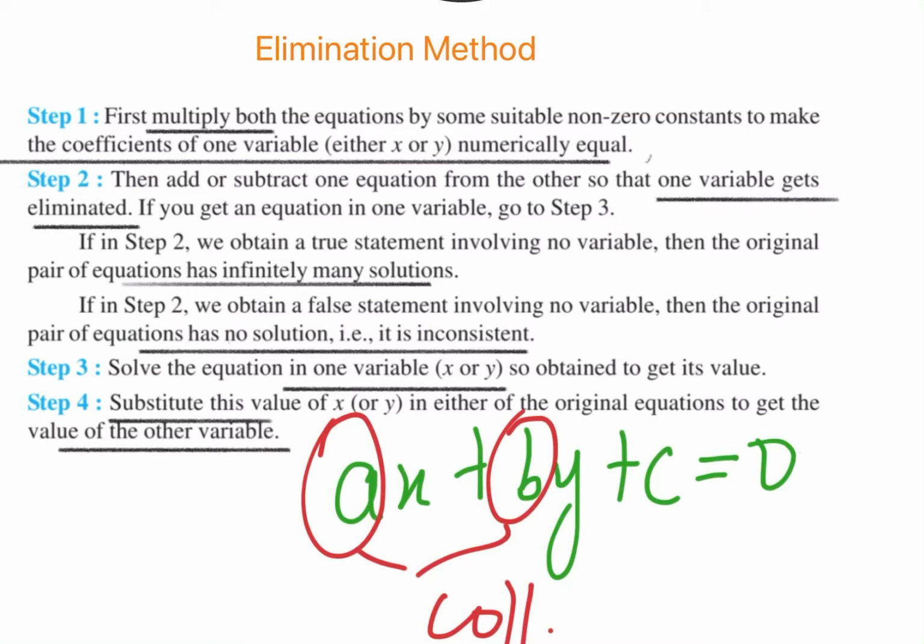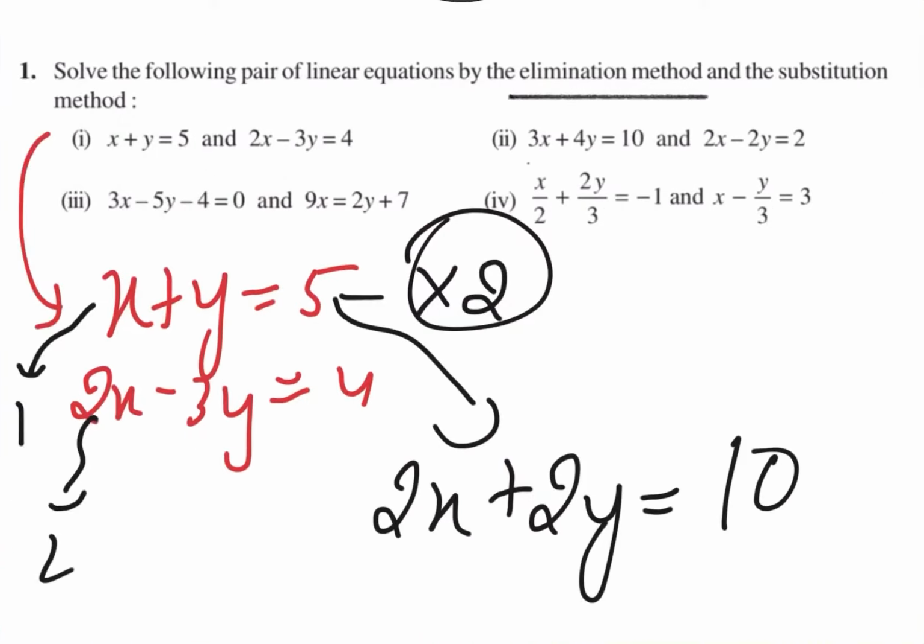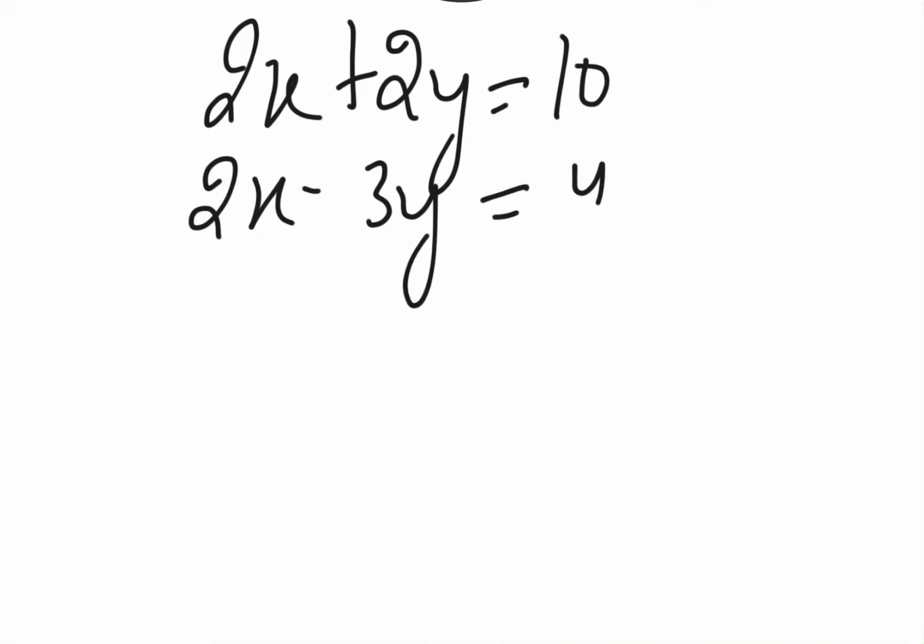Now step 2 says that then add or subtract one equation from the other so that one variable gets eliminated. Alright, this is the crux of the problem. This is saying that you add or subtract the equation suitably, with which you can eliminate one variable, and then what will you be left with? Just one variable equation that you can directly solve. Equation in one variable, so we can directly solve. That's a class 7-8 level problem, isn't it?